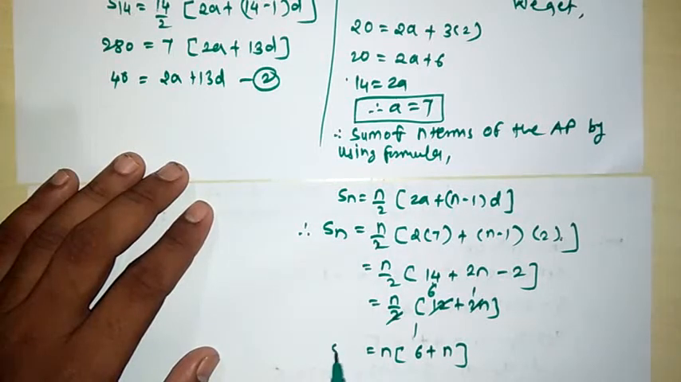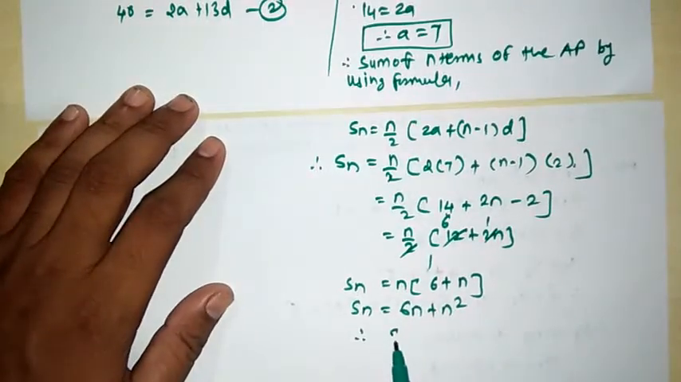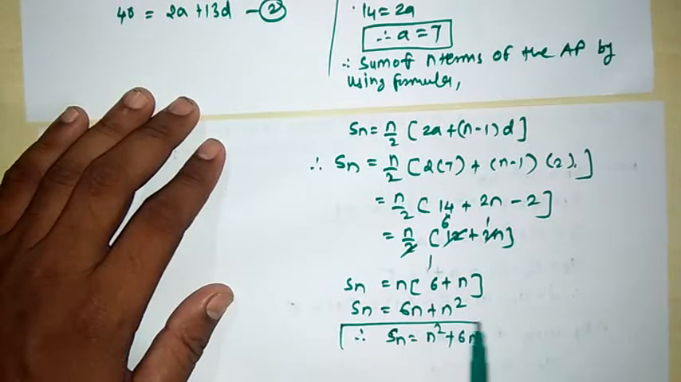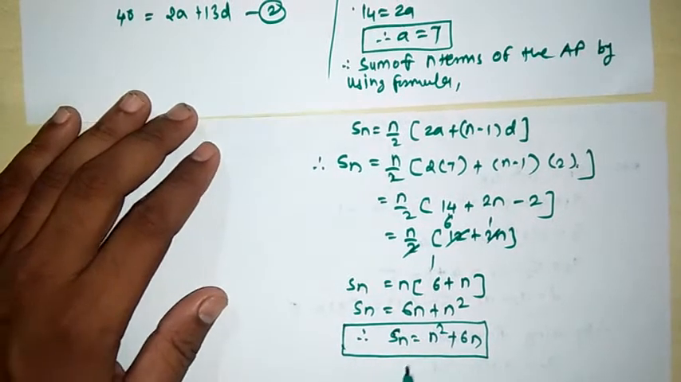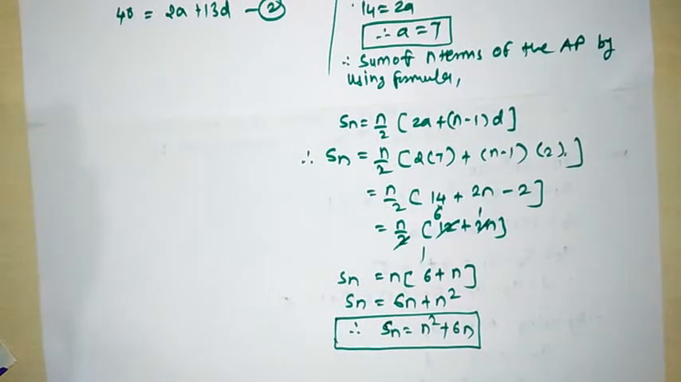Now we have to multiply this n in the bracket, which is equal to 6n plus n square. Therefore, we got Sn is equal to n square plus 6n. This is the sum of the n terms of the AP. You have to write: therefore, the sum of the n terms of the AP is equal to n square plus 6n.